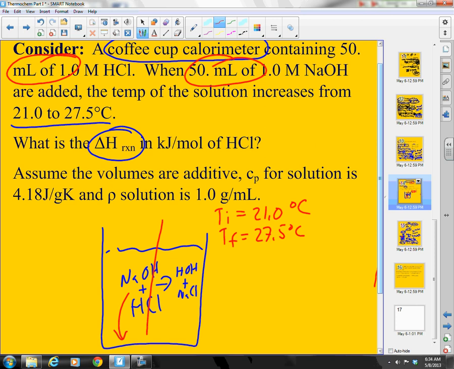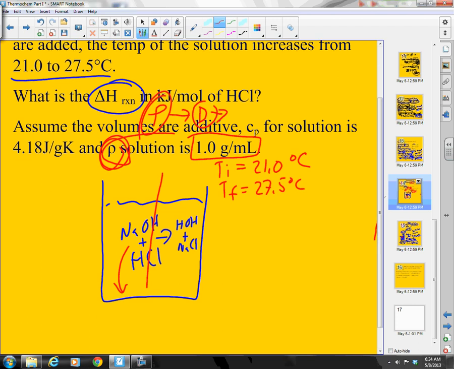And what else do we know? It says the solution has a rho. That is the physics way and math way of saying density, right? Chemists tend to use D, engineers like I am tend to use rho. And so we know that the density of the solution is 1 gram per milliliter. So let's start working on this.